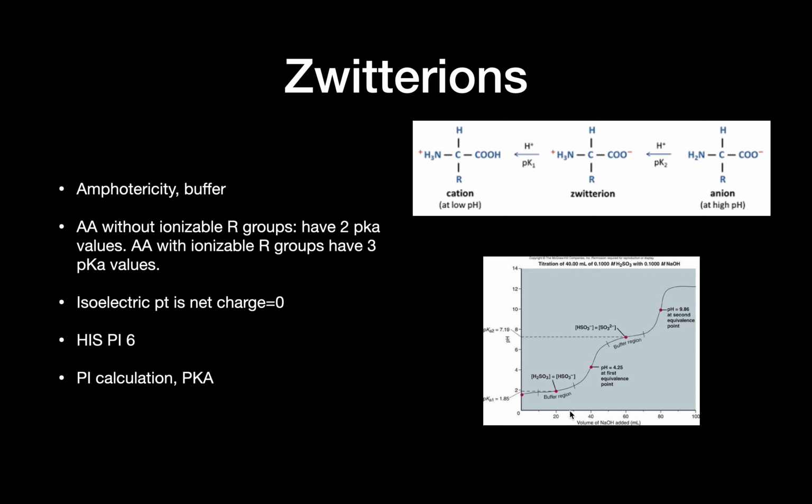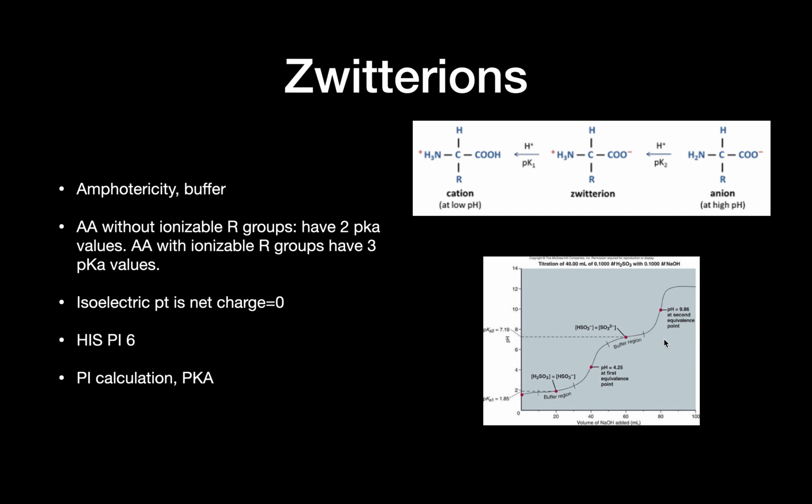So in the titration curves, if you have ionizable R groups, there's going to be 3 curves. If you only have 2, like one of the uncharged polar molecules, you might just have 2 pKa's. So how do we find the pI? The pI is the isoelectric point. Don't know why they switch it around, but they do.